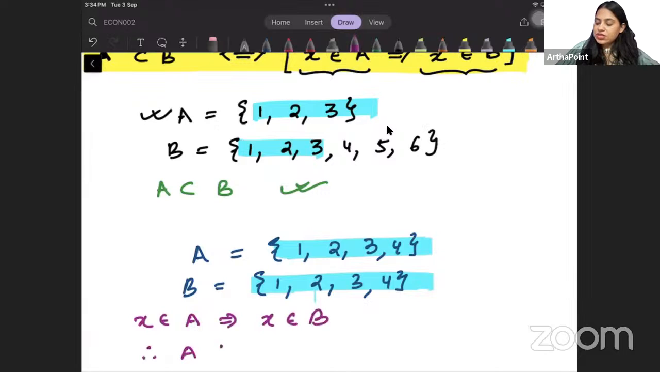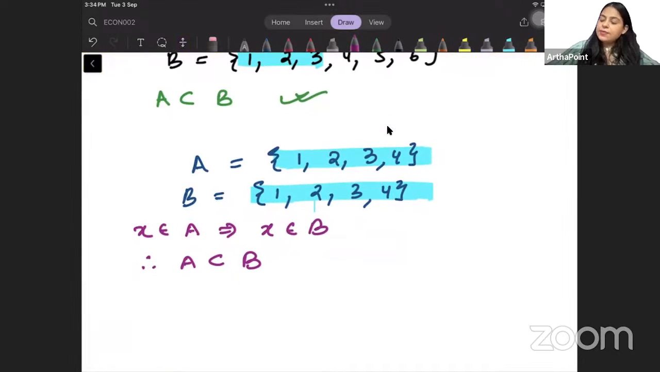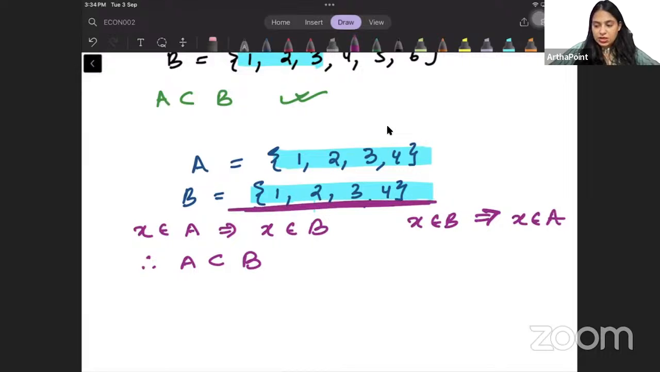So A is a subset of B. But beta, can I say that all elements that belong to B belong to A in this case? जो भी एलिमेंट्स बी को बिलोंग करते हैं, whatever elements belong to B, those elements belong to A, वो ए को भी बिलोंग करते हैं. So it means B should also be a subset of A.